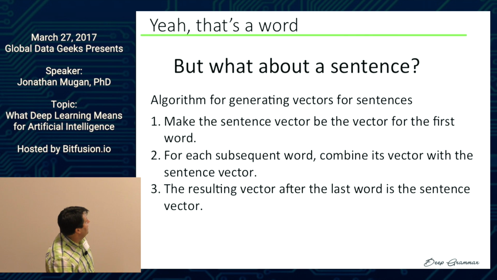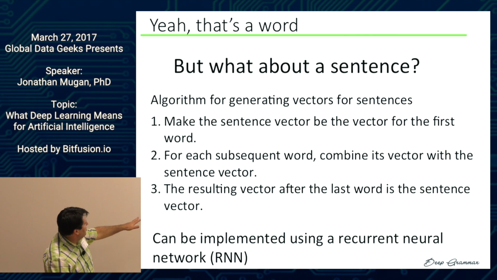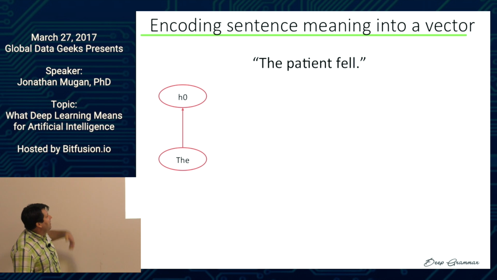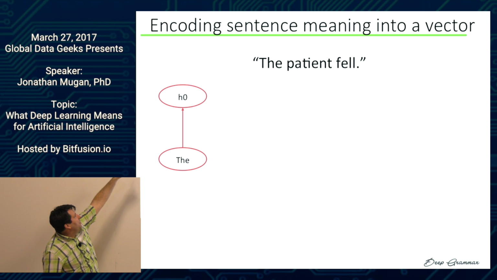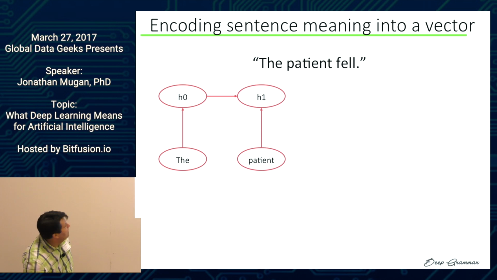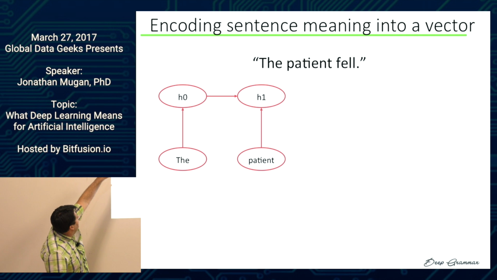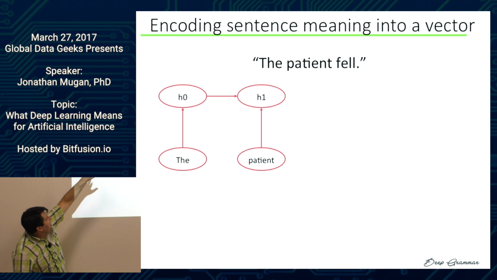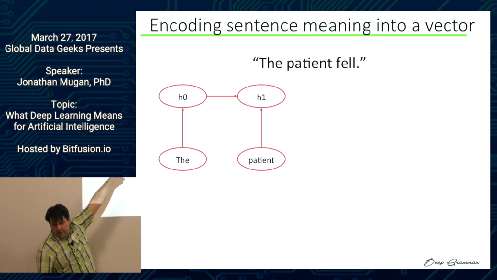So let's see that. And this can be implemented in a recurrent neural network, and we'll see that here. So you have the word the. And maybe you did word2vec already, and you've learned vectors, and you have some vector for the word the. And you say, OK, H0, that's the vector for the word the. Then you take the vector for the word the, combine it with the vector for the word patient with a neural network, and get the vector H1.